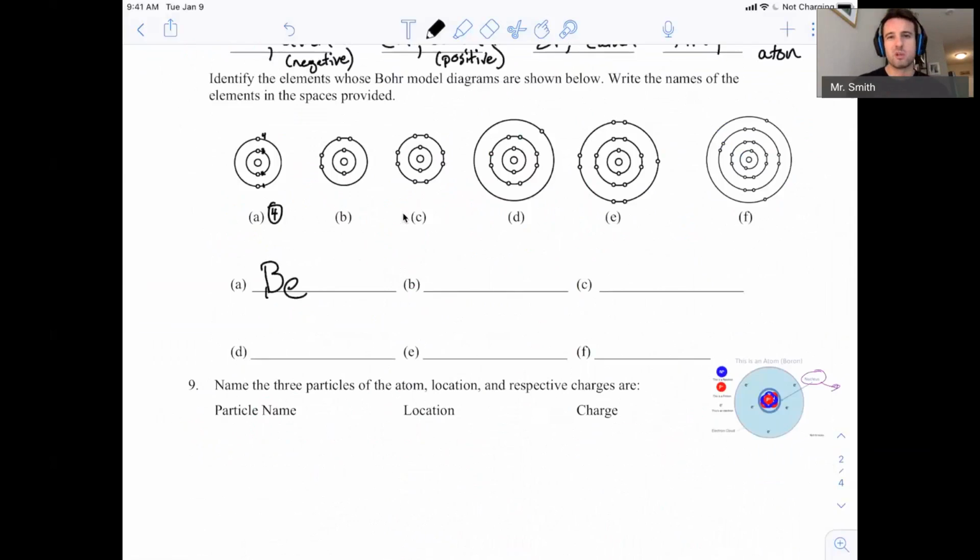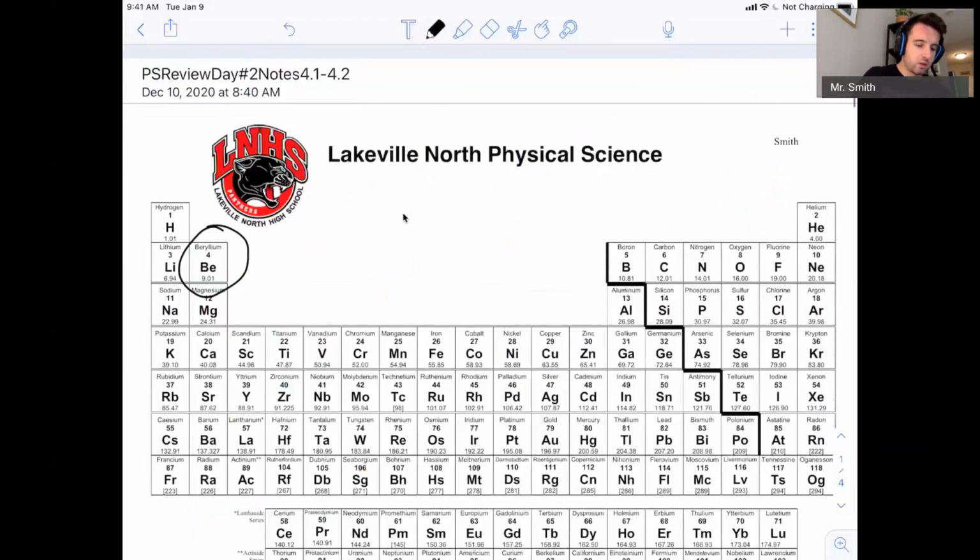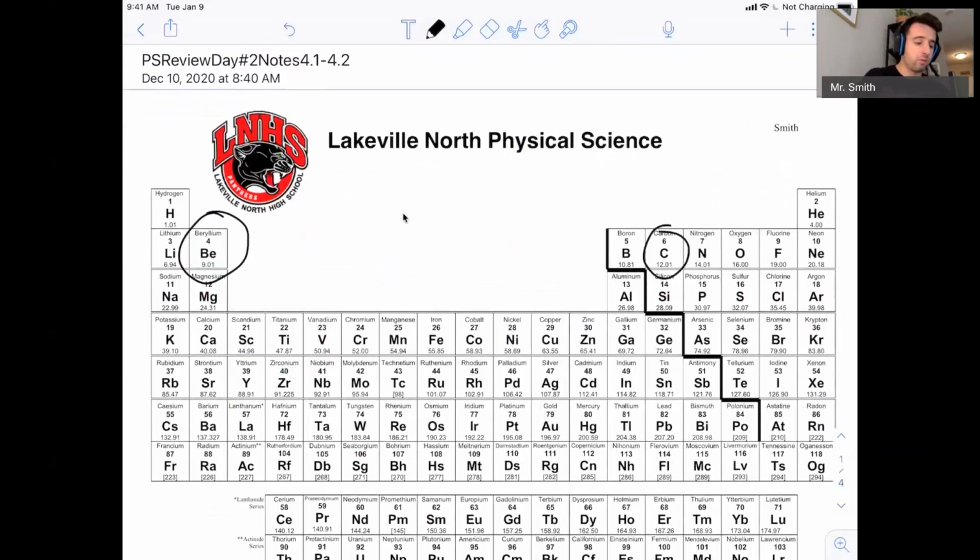I'm just going to put Be. You don't have to write the full names. For the next one, it looks like I've got 1, 2, 3, 4, 5, 6. So I'm looking for something with an atomic number of 6. Scroll up again. Atomic number of 6 is carbon, for example.